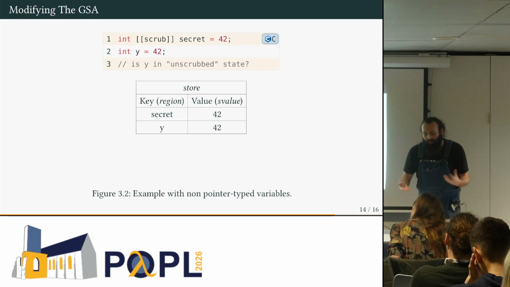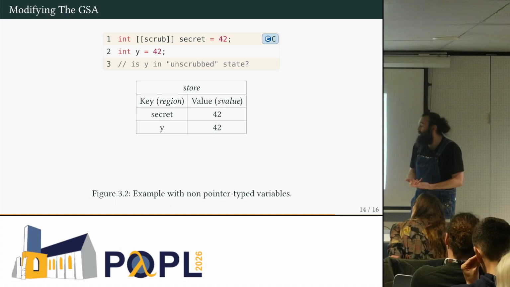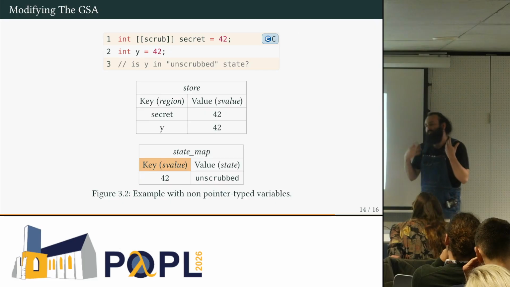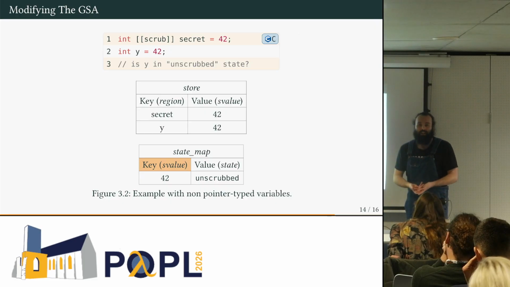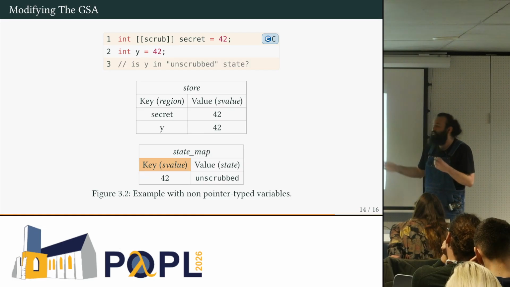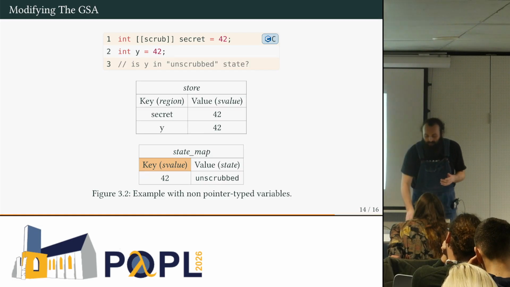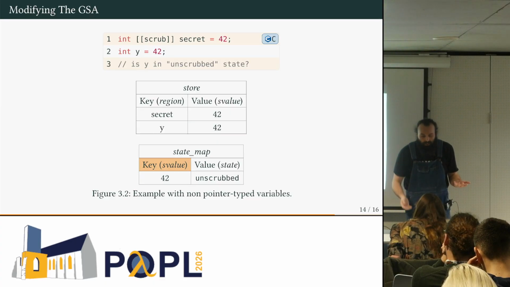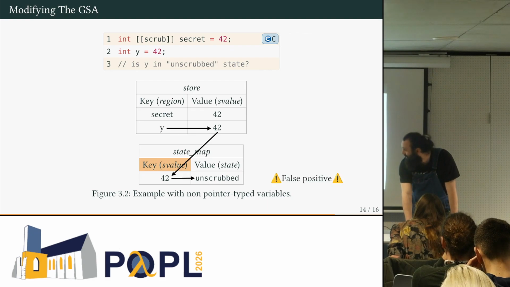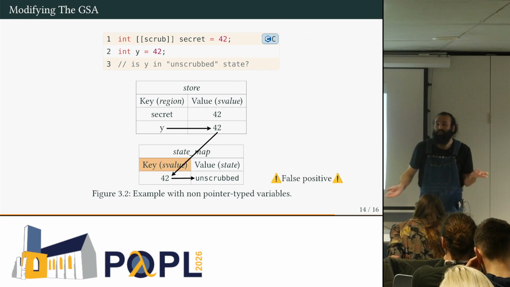And so when you're implementing an analysis within the analyzer, you're actually mapping the S value of that variable. So here we will be tracking the state "unscrubbed" for the value 42. And so here, on line 3, when we ask the analyzer what the state of the variable Y is, it will look at its S value in the map and say, well, this is waiting to be zeroized, which is a false positive in our case.